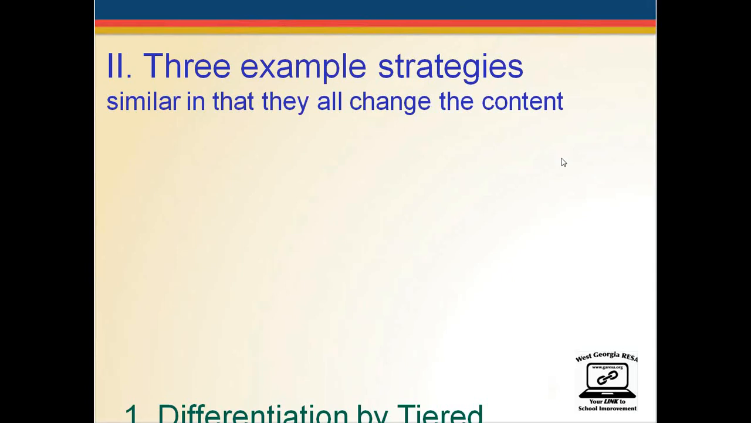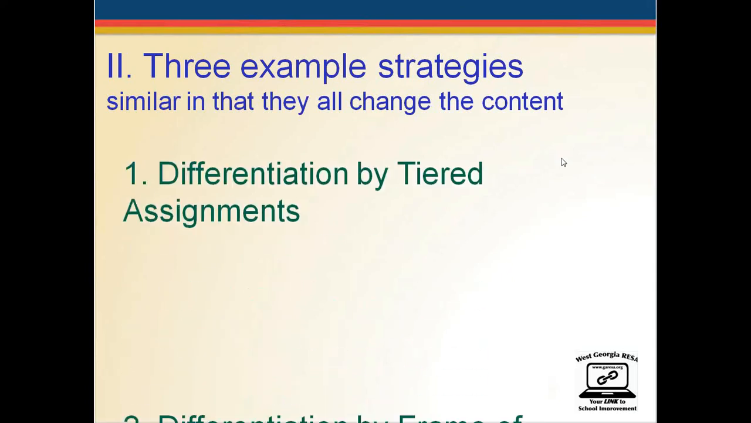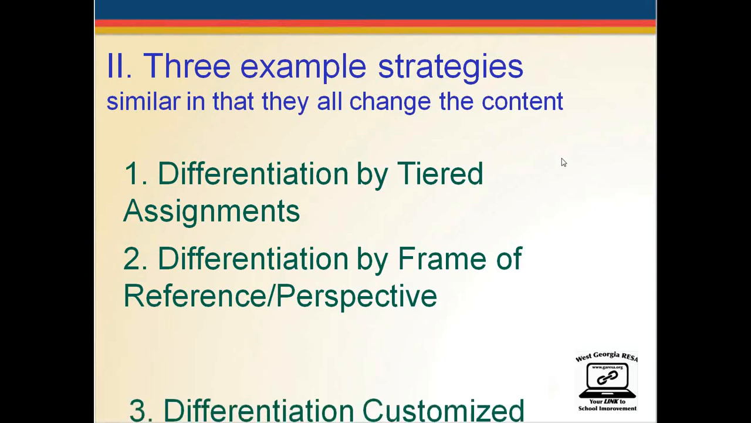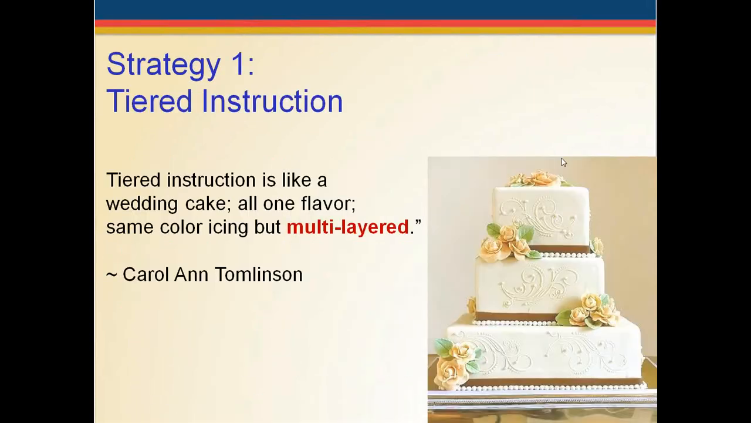Okay, so now we're finally at the place where we can talk about our 3 strategies, and they're very similar. I chose these 3 because they're 3 that deal with content changes, and the first one is differentiation by tiered assignments. The second one is differentiation by a frame of reference perspective, and the third by customizing vocabulary. So strategy number 1, tiered instruction.